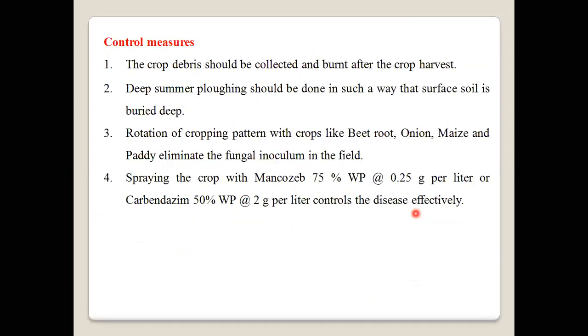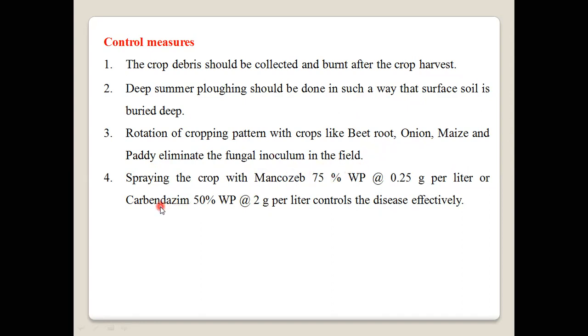Then management: the crop debris should be collected and burned after the crop harvest. Summer fallow practices should be done to eradicate the sclerotia present in the soil. Then rotate the cropping pattern, for example, growing beetroot, onion, maize and paddy after the brinjal crop. In this way you can eliminate the fungal inoculum.